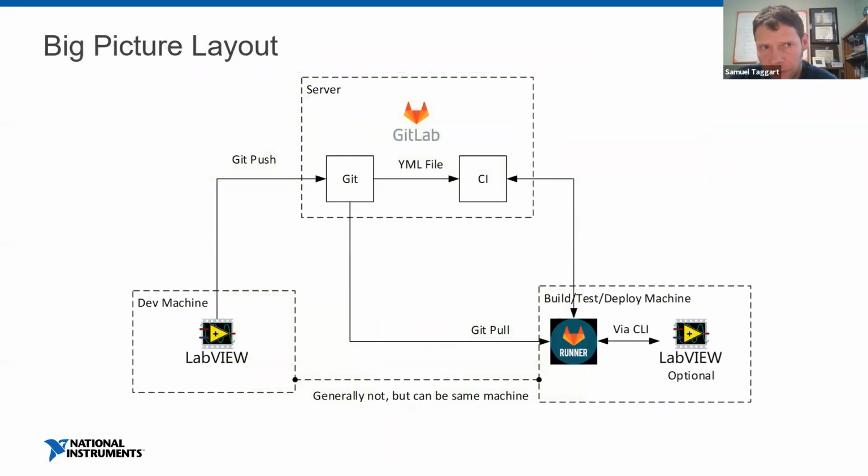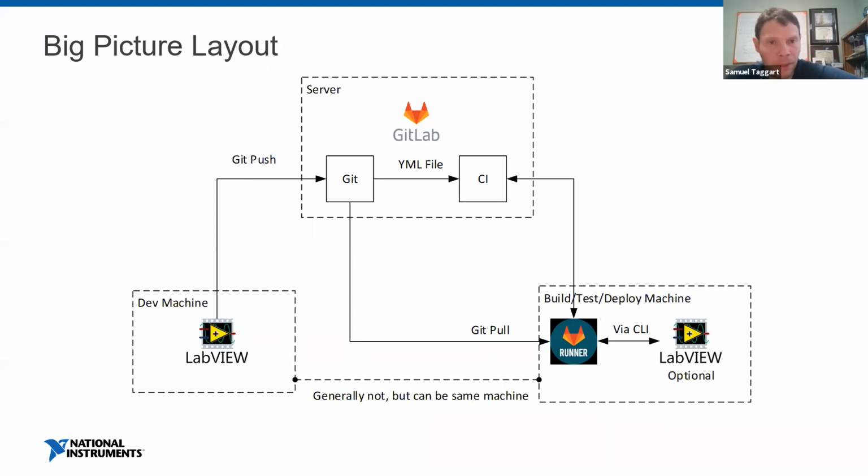All right, so here's the big picture layout, and we'll see this slide a few times. Basically, for continuous integration, you typically have at least 3 machines. You've got a centralized server, in this case, GitLab, and I use GitLab.com, so it's running on their server. One of the things I like about GitLab is if you're paranoid, you can download the GitLab source code. It's open source, and you can run it on your own server inside your firewall.